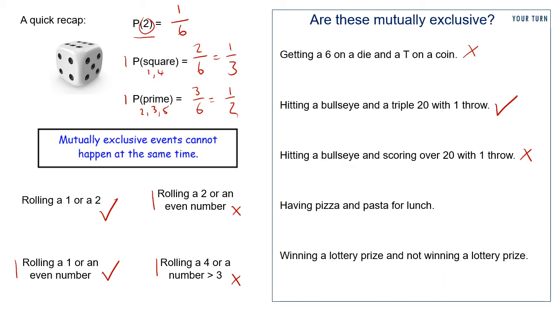Pizza and pasta for lunch, you may not want to, but you could certainly have them at the same time, so they're not mutually exclusive. And winning a lottery prize and not winning a lottery prize, they cannot happen at the same time, so they are mutually exclusive. It may only be a small prize that you win, but you either win one or you don't win one.